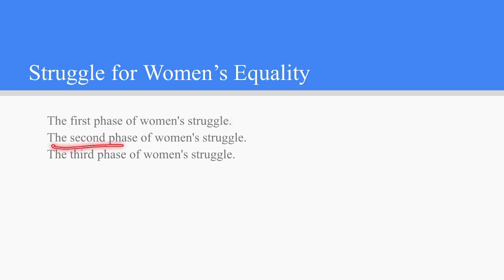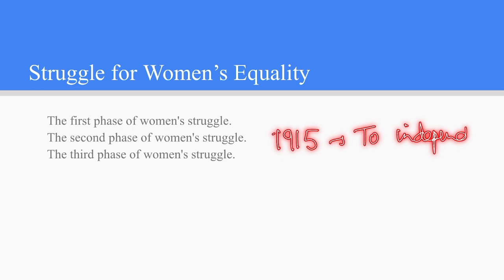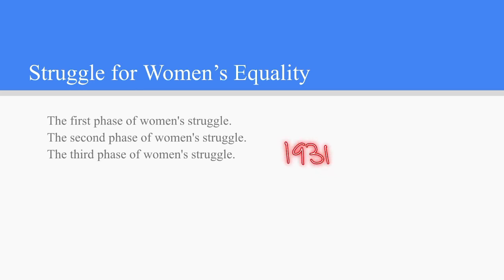Now, the second phase of the women's movement can be taken from the year 1915 to India's independence, when Gandhiji incorporated the women's movement into the Quit India movement and independent women's organizations began to emerge. In 1931, the Karachi session of the Indian National Congress committed itself to women's equality.